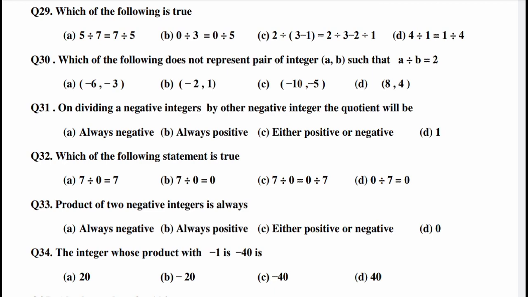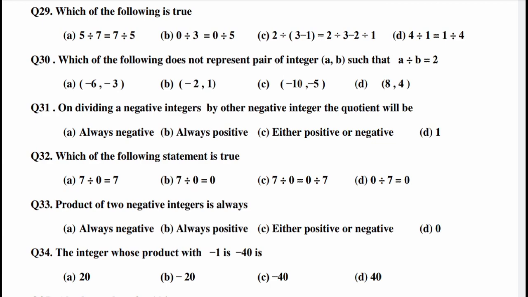Question number 32. Which of the following statements is true? A. 7 divided by 0 is equal to 7. This is false because division by 0 is not defined. Here division by 0 is also not defined. This will be not defined, and 0 divided by 7 is equal to 0. This is correct. So the correct answer is D.